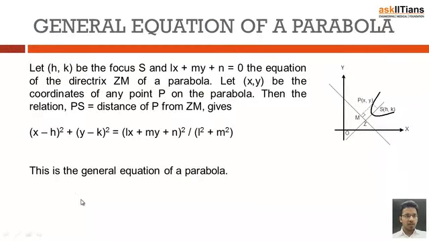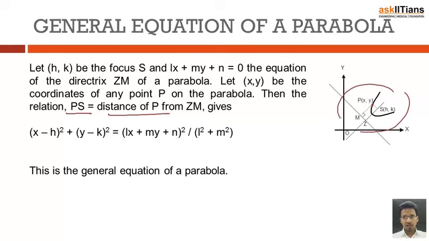Let (h, k) be the focus and the line lx + my + n = 0 be the directrix. So we want to have the general equation. In the earlier part we just had the standard equation. Now we want a more general equation. So going back to the definition again, we are saying that distance PS is equal to the distance of P from ZM, which is the directrix. So this is the general parabola.